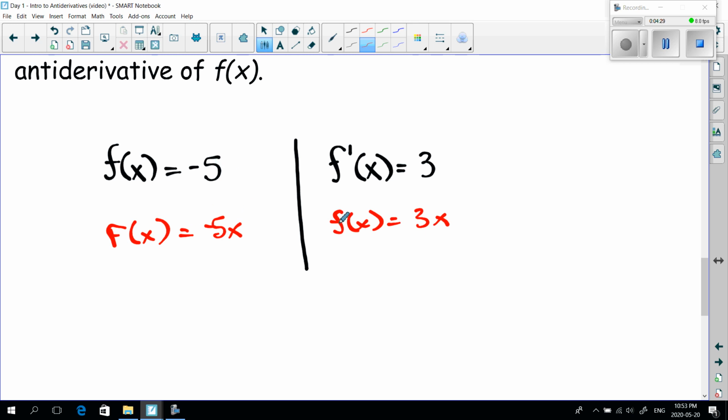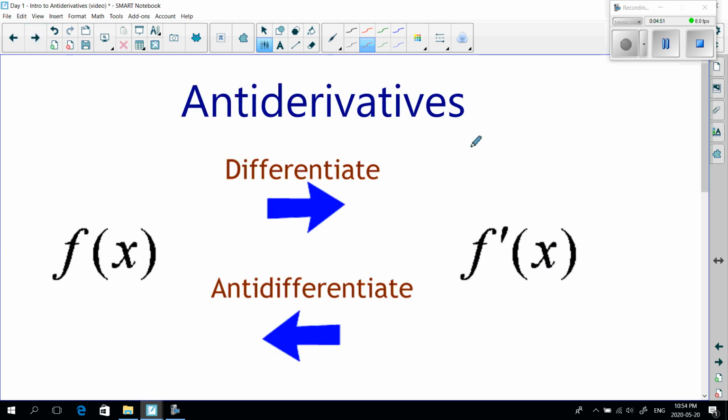You can always double check your work, okay? If f of x equals 3x, f prime x would be 3. That's what we're used to doing, finding derivatives. If f of x equals -5x, f prime x would be -5. We are used to doing this. Okay, so the inverse operation of differentiation is anti-differentiation. So going from f of x to f prime x is differentiation. Going from f prime x to f of x is anti-differentiation.